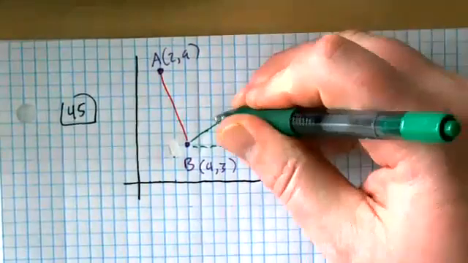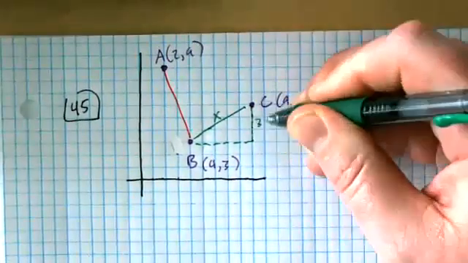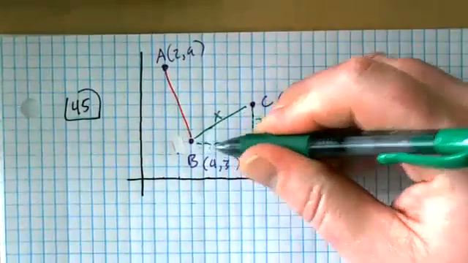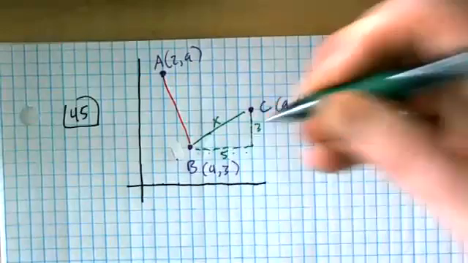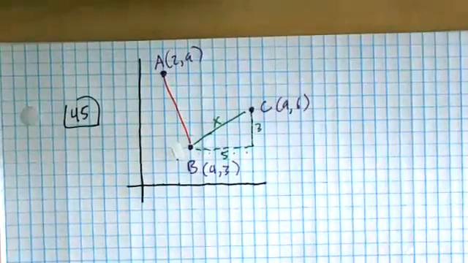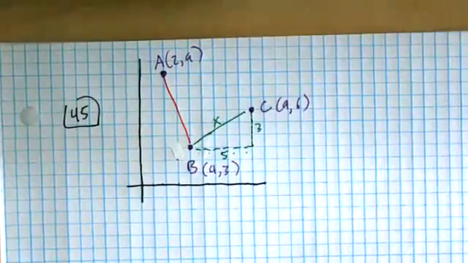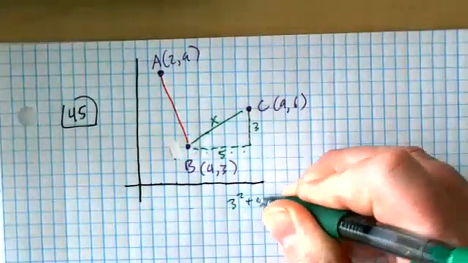So we're going to call this X because I don't know what it is. But I do know that this is 3 because I can count 1, 2, 3, and 1, 2, 3, 4, 5 down here. So we got 3, we got 5, we got X. We can set up an equation with the Pythagorean theorem. 3 squared plus 5 squared equals X squared.